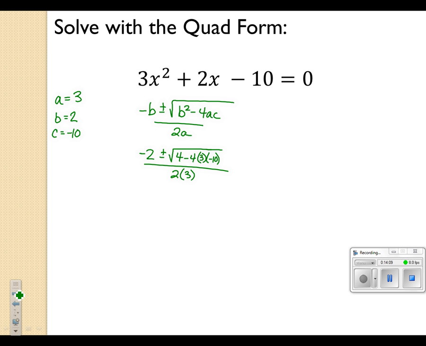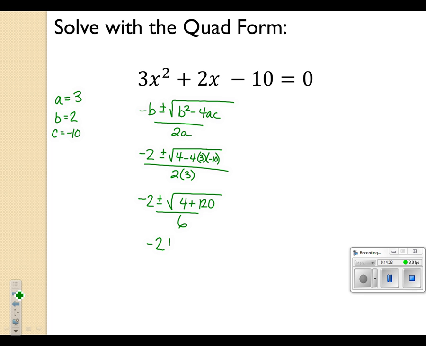Now underneath the square root there, this is where things generally go wrong, if they go wrong. Underneath there, you have a negative 4 times a 3 times a negative 10. In that series of 3 things being multiplied, you have 2 negatives, and that turns positive. So watch for that.